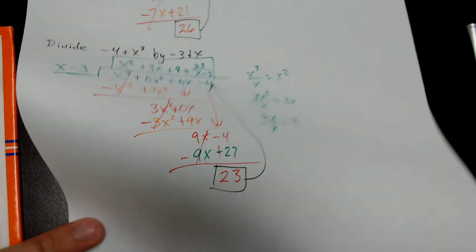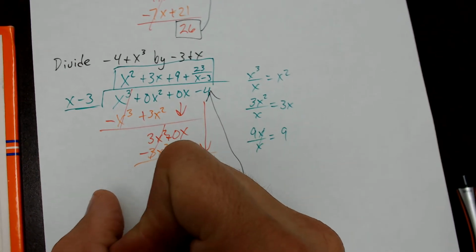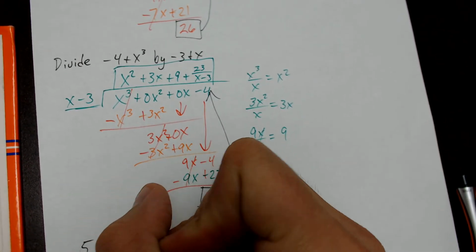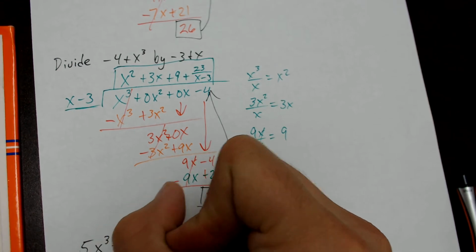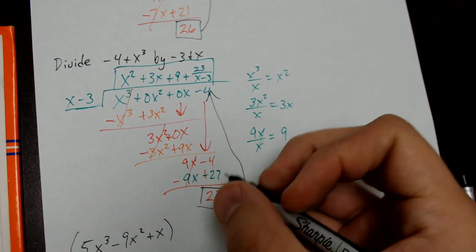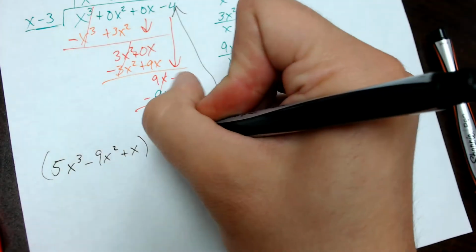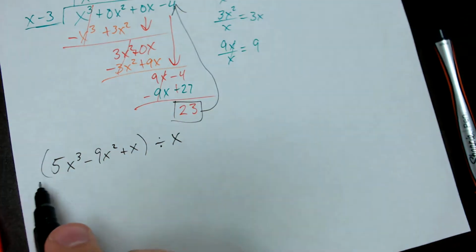Now, the very last example, which I forgot would be in this lesson, is actually much simpler. And it looks like this. Let's say we have 5x cubed minus 9x squared plus x. We have all of that. I'm going to slide down here. Divided by x. So this is the last example.